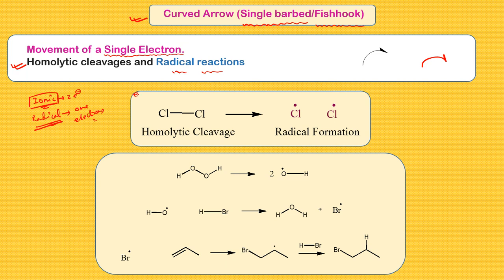The simple reaction that we are observing over here is the homolytic cleavage. This chlorine molecule is composed of two electrons, as this is the covalent bond, it is formed with the involvement of two electrons.